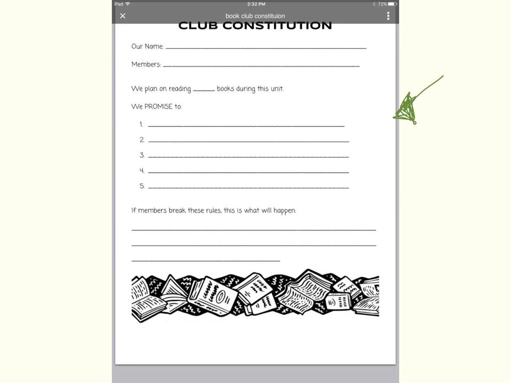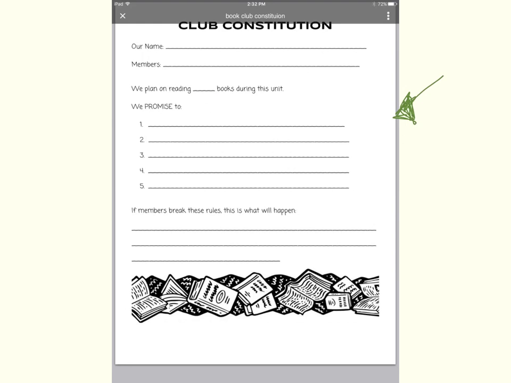Readers, when you leave the carpet, you will meet with your book club members. You will work on creating your book club constitution. While you are working on creating your book club constitution, your teacher is going to call you over a few at a time to choose a book. You will then decide how many pages you will read, and you will complete the chart on the whiteboard to make sure that everyone knows how far you're reading, what book you're reading, and what you need to have prepared for your next book club meeting.